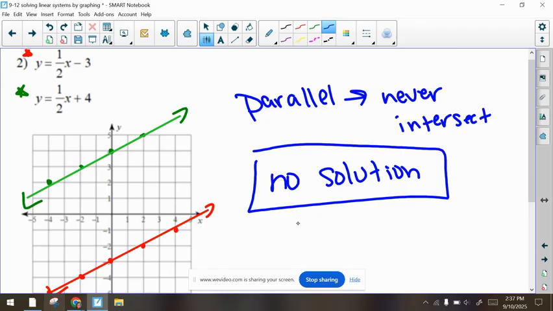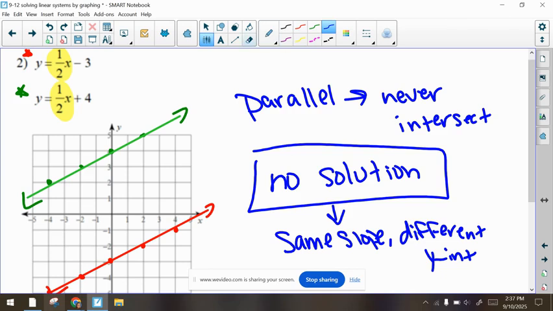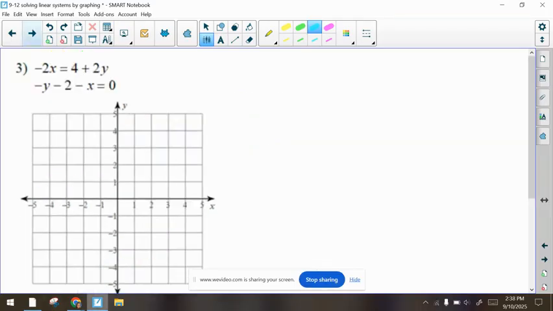I could also tell we have a no solution case when we have the same slope. So I notice my slope, positive 1/2, positive 1/2, but then a different y-intercept. My y-intercepts were -3 and +4. So if I have same slope, different y-intercept, that would be a no solution case. We prove it by graphing, but I can also tell from the equations.